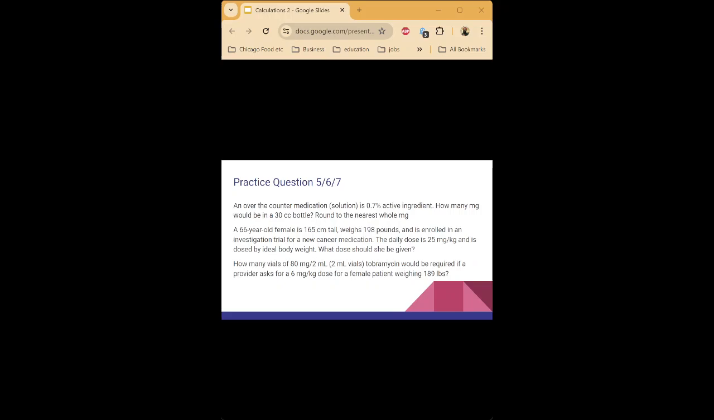So because we have 30 ml, we're going to multiply this by 700 mgs per 100 ml, and this will give us 210 milligrams of active ingredient. So if you typed or guessed 210 milligrams, that is absolutely correct. Great job.